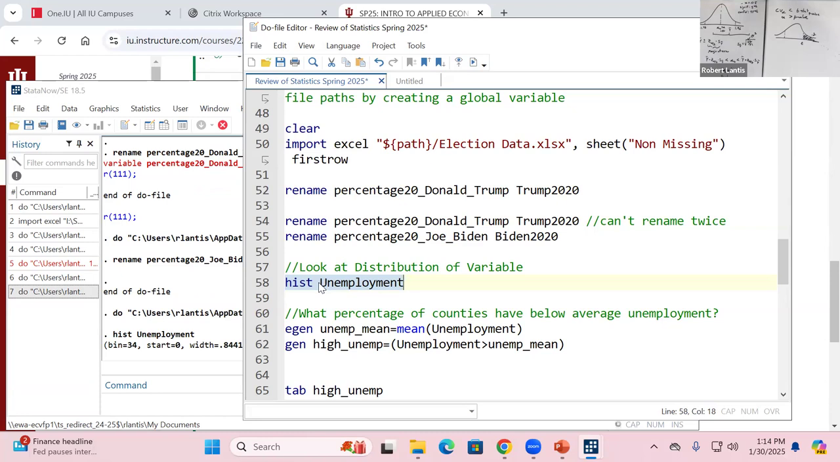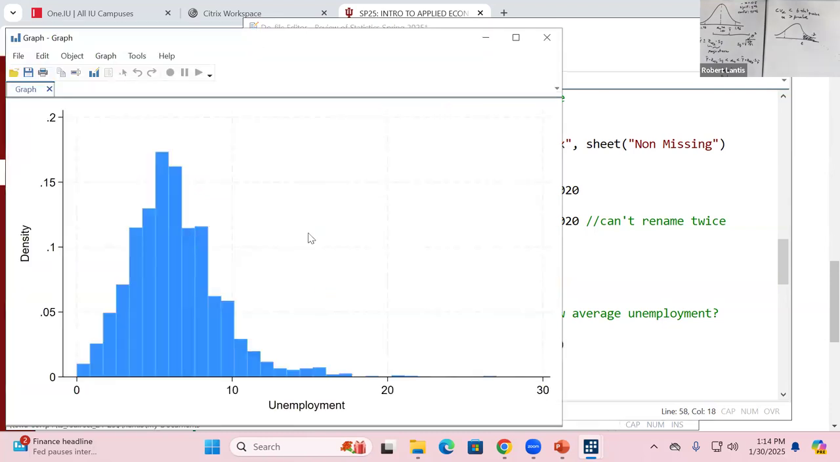First of all, all that is using this hist command. This will give me a quick, there it goes, somewhat quick, idea about what the distribution is. So it creates a histogram. What does that distribution of unemployment look like? It looks like the average is right around, what, 6-7%. Some counties had really high unemployment. Some had almost no unemployment.